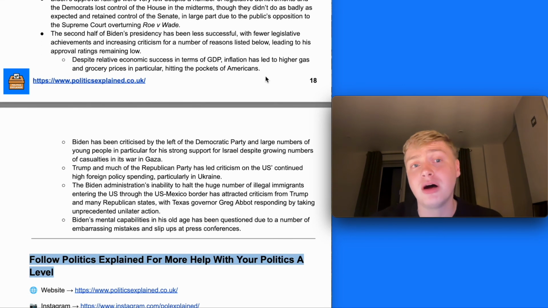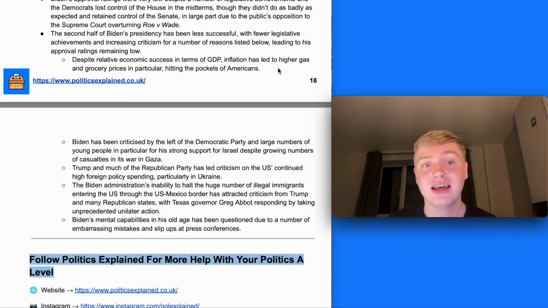The second half of Biden's presidency so far has been less successful, with fewer legislative achievements and increasing criticism for a number of reasons listed below, leading to his approval ratings remaining low and it looking like it's going to be a very close election this year. So despite relative success in terms of GDP, inflation has led to high gas prices and high grocery prices, hitting the pockets of Americans, which has been really important in his unpopularity.